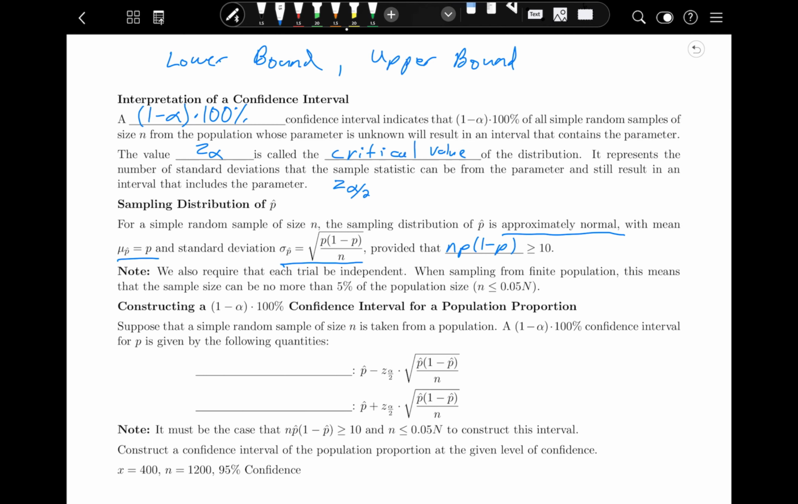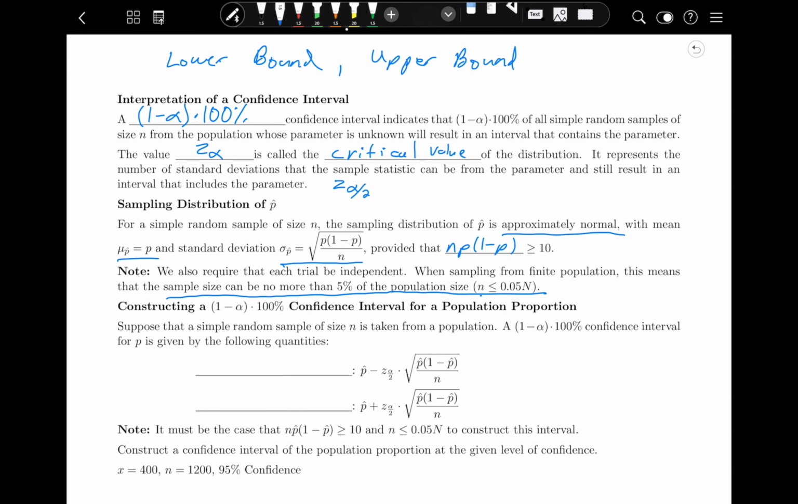Okay, so that's one of the things we talked about in the previous section, that these things were approximately normal if n times p times 1 minus p is greater than or equal to 10. The other thing that's important is it's required that each trial be independent. And in order for that to happen, we need our sample to be small compared to our large population. And the general idea here is that the sample size can be no more than 5% of the population size. So in notation, that's lowercase n is less than or equal to 0.05 times capital N.